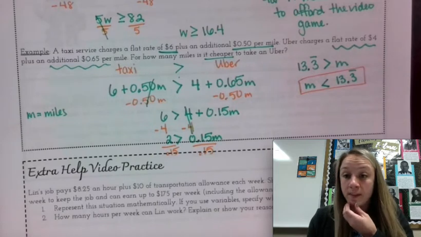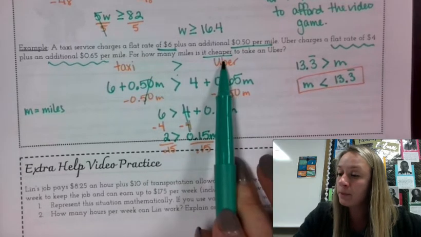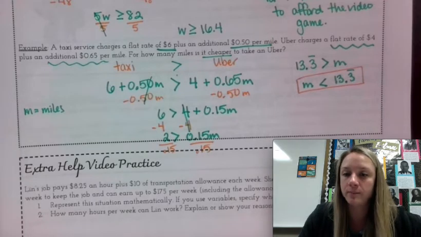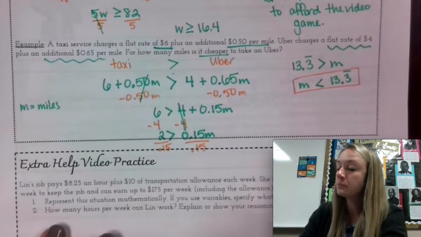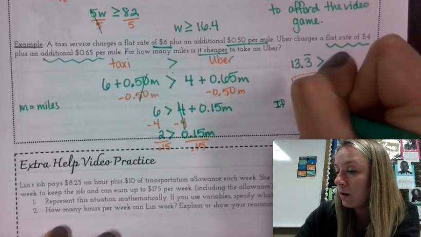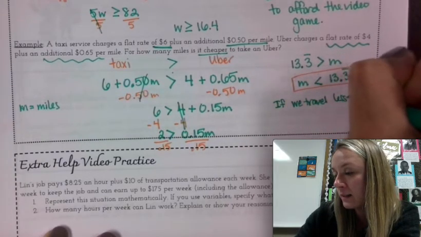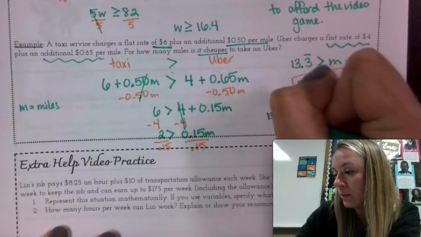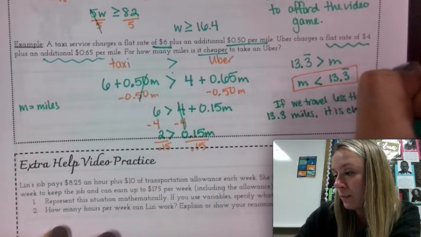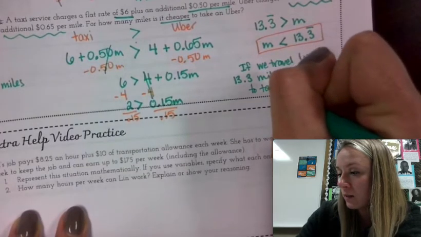But I have to interpret what that means and write a sentence. So m is the number of miles. So it is cheaper to take an Uber when the number of miles is less than 13.3. So let's clean that up a little bit. So if we travel or drive less than 13.3 miles, it is cheaper to take an Uber.